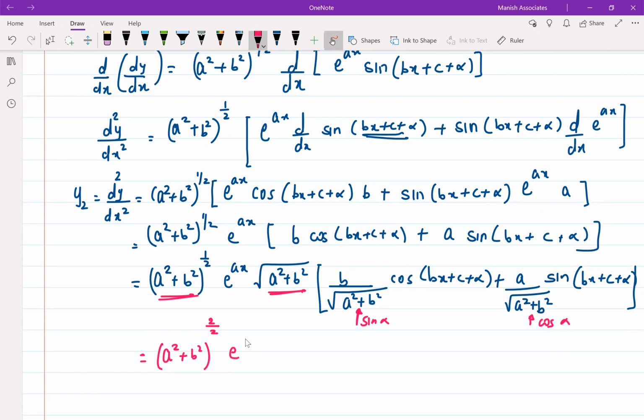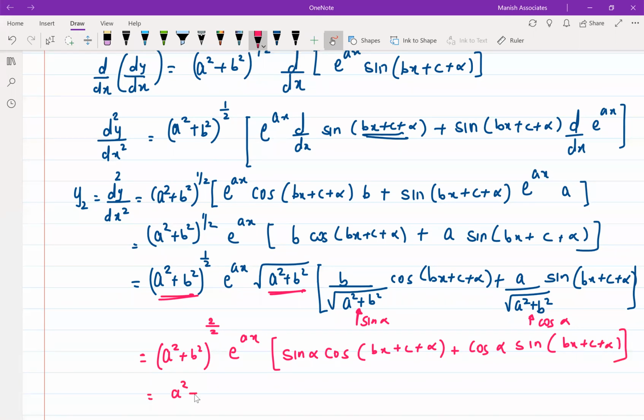E raised to ax, sine alpha cos of bx plus c plus alpha plus cos alpha sine of. So eventually you get a square. So here it would be 2 alpha, right? Instead of alpha. 2 alpha, e raised to ax.